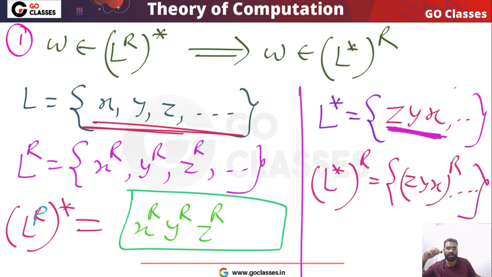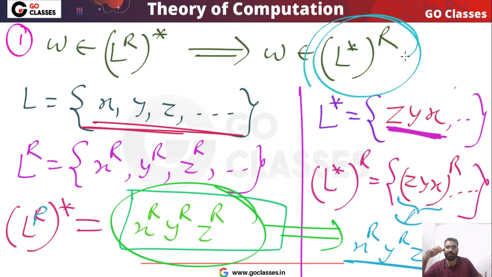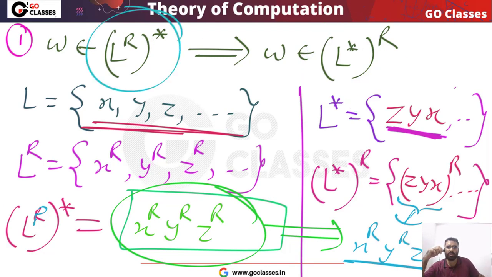This string will be there in L star whole reverse. Okay, and what is this? This is nothing but X reverse, Y reverse, Z reverse. So what we have proven? We have proven that if this string is here, then definitely this string is also here. This is what we have proven. Okay, very simple. And similarly, you can prove that if any string belongs here, then that will also belong here.